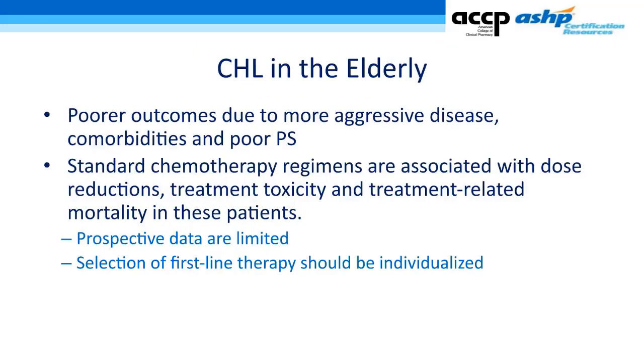So if you recall, Hodgkin's disease has a bimodal pattern of distribution. We see a high incidence in adolescents and young adults, not too much in middle age, but then a higher incidence in the elderly. So I just wanted to comment on the treatment of classical Hodgkin's lymphoma in the elderly patient population. These patients have poorer outcomes than younger patients, given their disease is usually more aggressive and they already have comorbidities. Standard chemotherapy regimens like ABVD are associated with dose reductions and treatment toxicity. So the selection of first-line therapy, again, should be individualized to each particular patient. And there's more information about this in your handout.